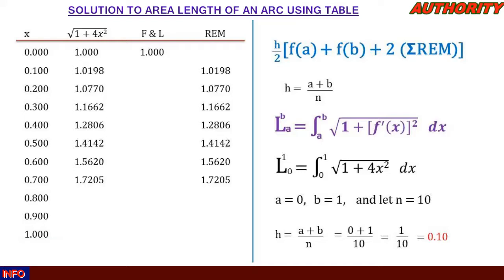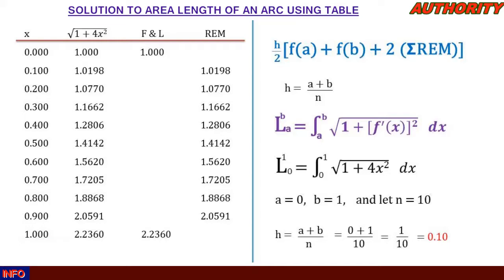We go again to 0.8. It's going to give us 1.8868. We also write it in the remainder side. And then we'll go again to 0.9. It's going to give us 2.0591. We also write it in the remainder side. And then we have 1.00. When we replace it, it's going to give us 2.2360. Now we write it under first and the last.